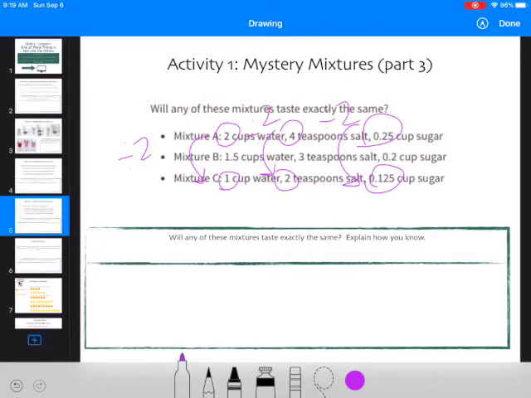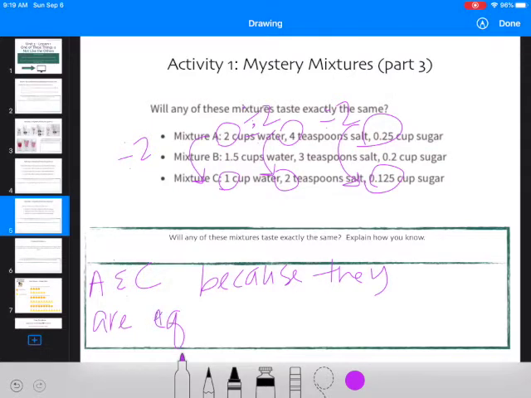So remember, it's just like scale factor. Each one has to have the same relationship, each part of it. So will any of these mixtures taste exactly the same? A and C, because they are equivalent ratios, meaning they can be reduced to the same amount.